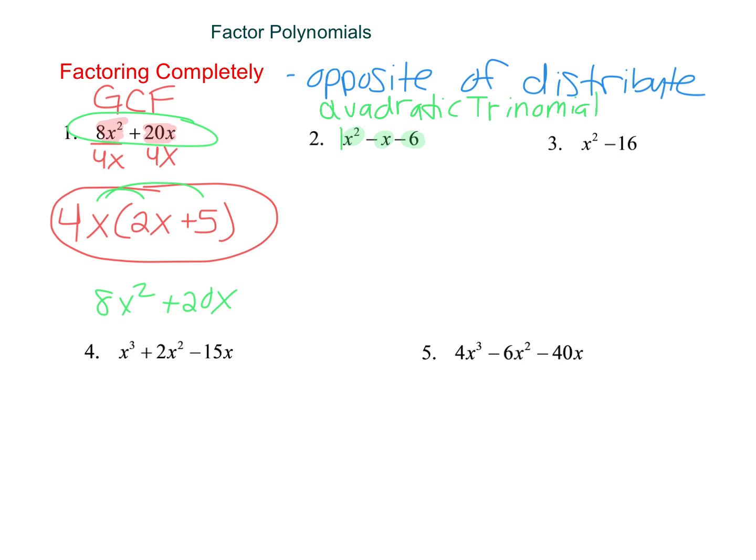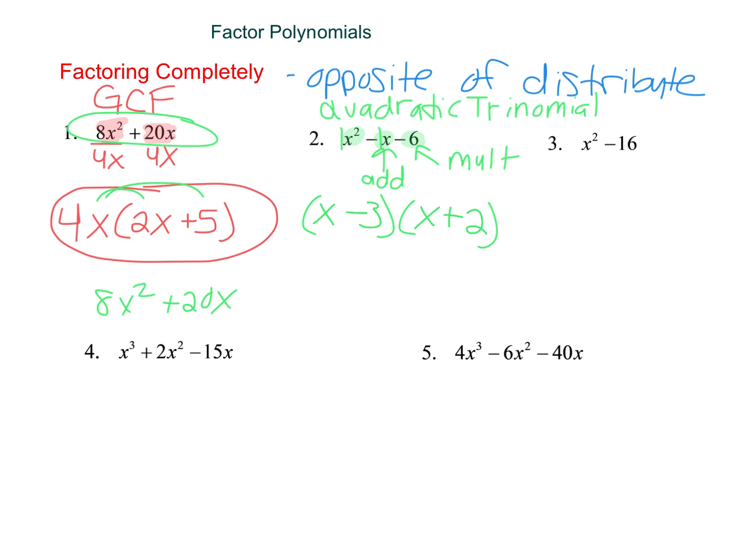If my front term is a 1, then I'm going to look for two numbers that multiply to this last number, or you might have learned it as that's the product. And those two numbers are going to add to this middle number, which is a -1. That number you might have learned as the sum. So I need two numbers that multiply to -6 that also add to -1. Those two numbers would be -3 and +2. We are going to have an x and an x because we have an x squared in the front.